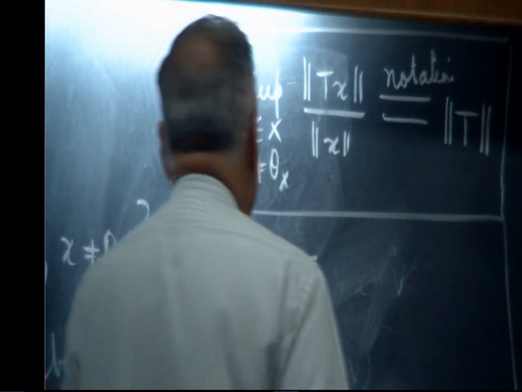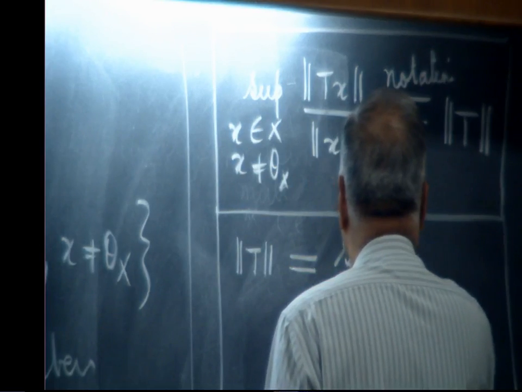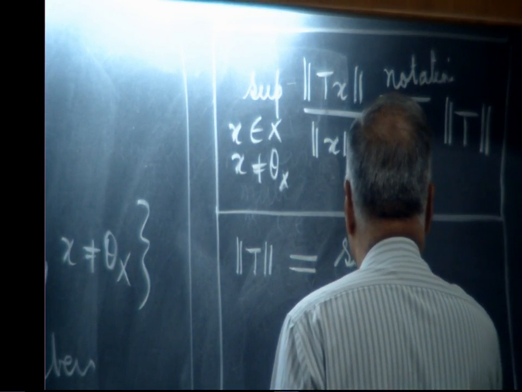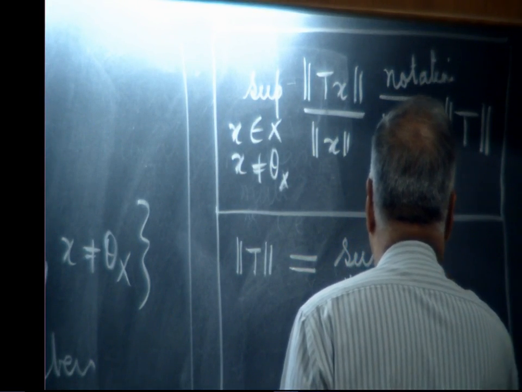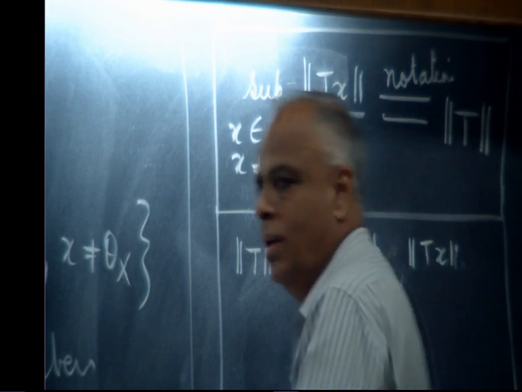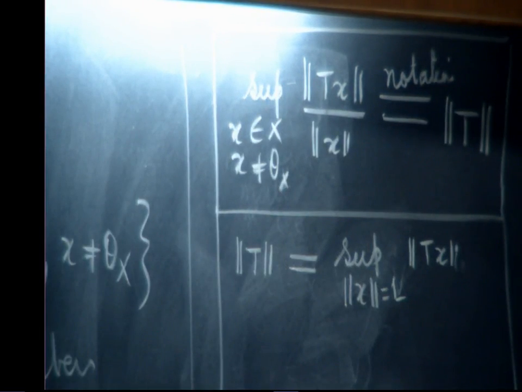So it basically boils down to, instead of looking everywhere, look only at the unit sphere and look at what is happening on the unit sphere, how it is changing, and that will tell you how it is changing everywhere else. Okay, what is the operator norm?